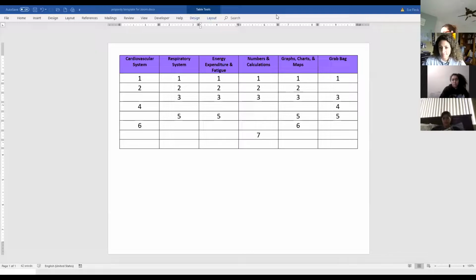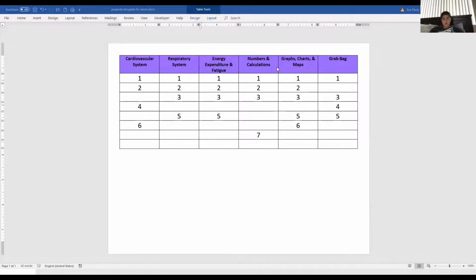Good, you can pick. Let's do cardiovascular for 6.